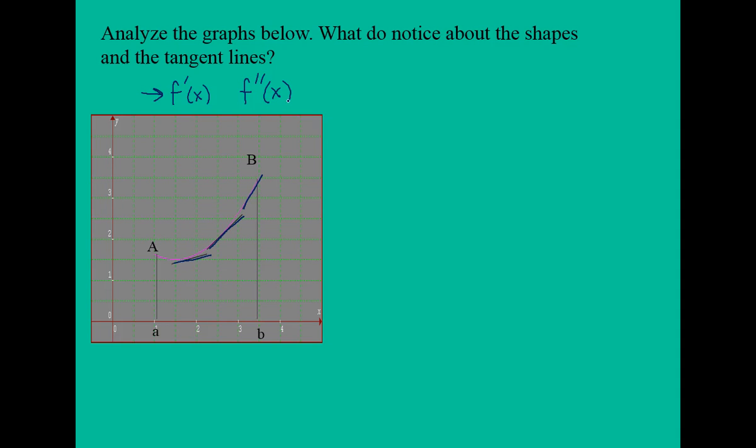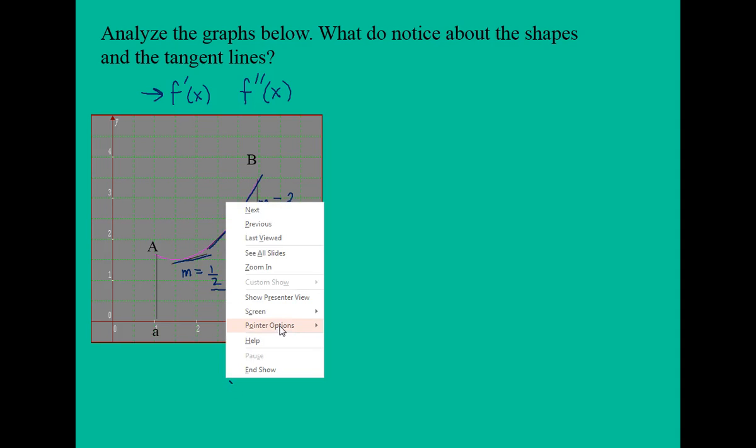And here, for this graph, if I said the slope of this line was 1/2, the slope of this line was 1, the slope of this line maybe 2, you can see that the slope of the tangent lines from left to right are increasing. These values are getting larger.